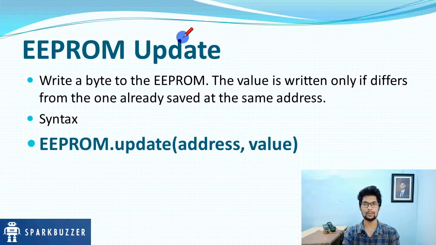What is the use of this EEPROM update? This function will write a byte to the EEPROM only when the value is different from the previously saved value at the same address. For example, 5 is stored in all positions. Then when I write this same value, it will not write. When I write some other value, it will write to all addresses. This function checks whether the previous value is equal to the new value or not. In this way, the EEPROM update function will save the EEPROM life.